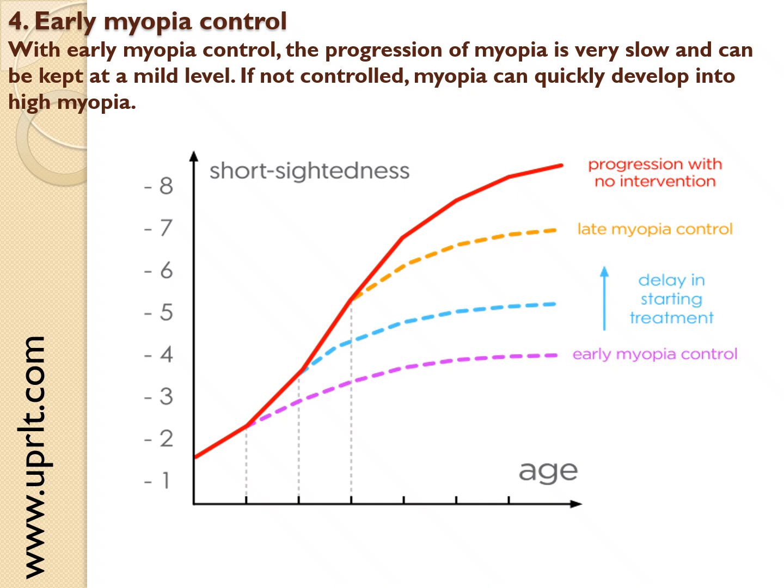With early myopia control, the progression of myopia is very slow and can be kept at a mild level. If not controlled, myopia can quickly develop into high myopia.